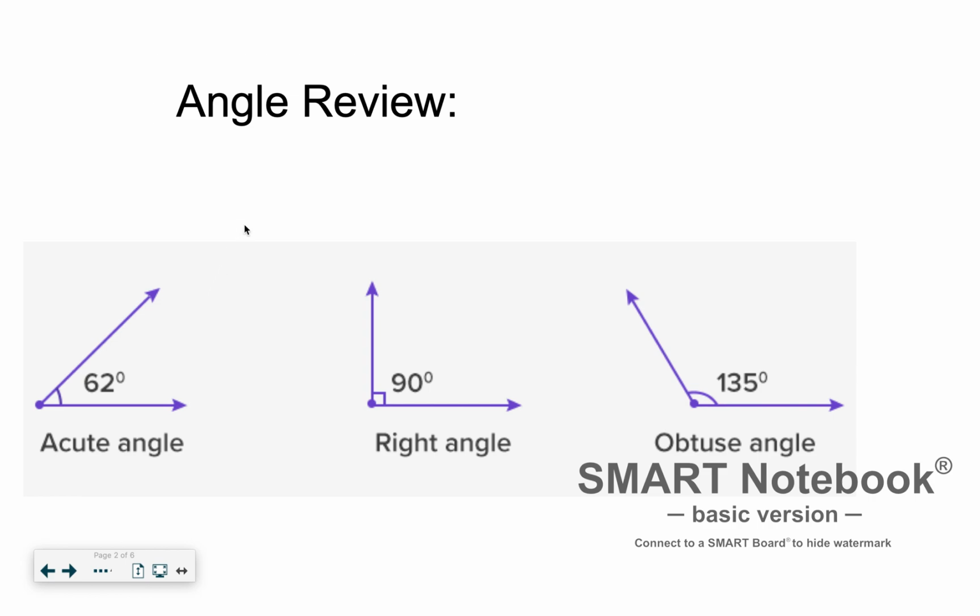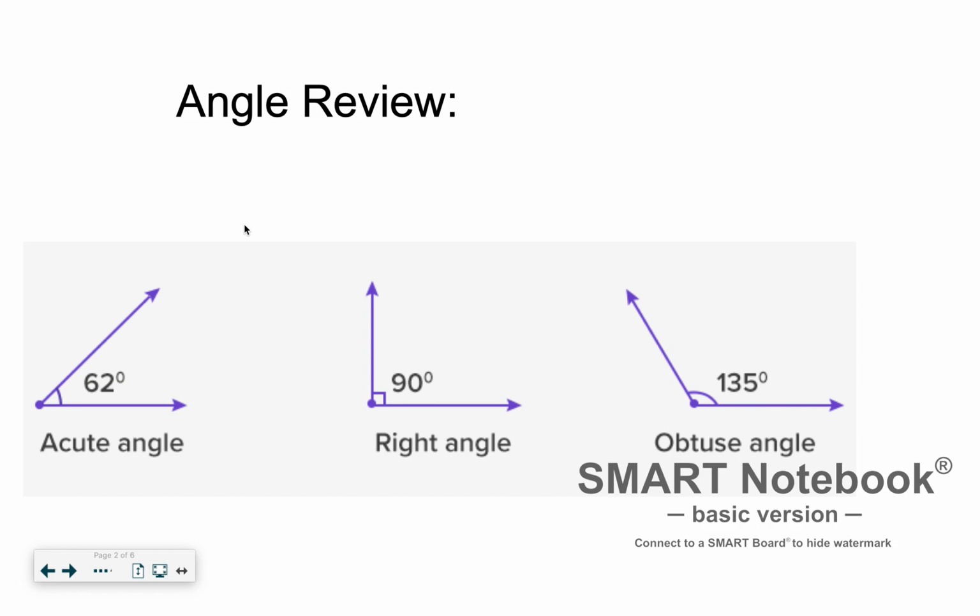So first, let's do a quick angle review because it's been a while. Let's start at the left with an acute angle. Something I taught you was they're so cute, they're the smallest angle, and the word cute is in acute. An acute angle is smaller than 90 degrees. It's smaller than a right angle. The example shown on this slide is 62 degrees, and obviously 62 is less than 90. So an acute angle is an angle that's less than 90 degrees.